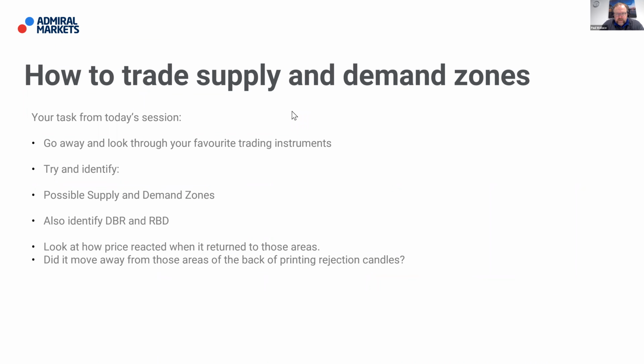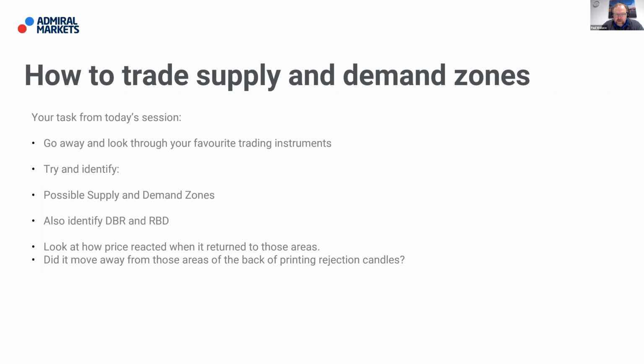So, as always, I like to set you a little task, ladies and gentlemen, to help make sure that you effectively utilise the information that we're passing to you here. I like to set homework for you to go away and work on. Your task from today's session is to go through your favourite trading instruments. You don't have to go through all of them, just your favourite ones, and try to identify possible supply and demand zones. I'm going to show you how we draw them on the charts in a moment. Also see where you can identify very clear drop-base-rallies and rally-base-drops, and take a look at how price reacts when it returns to those areas.